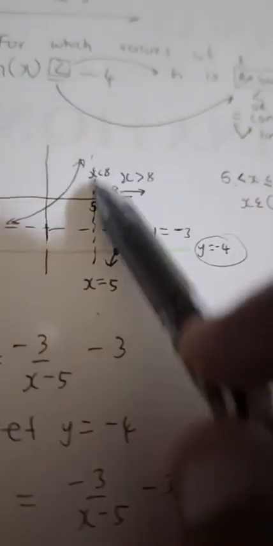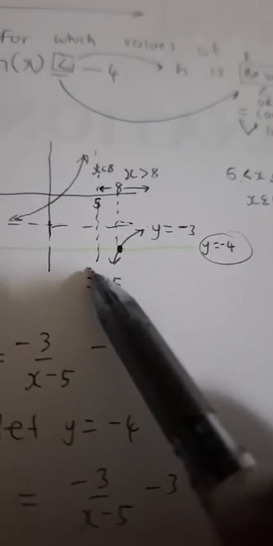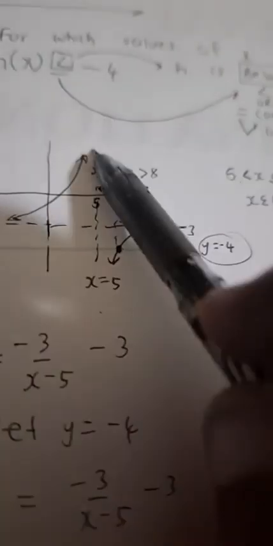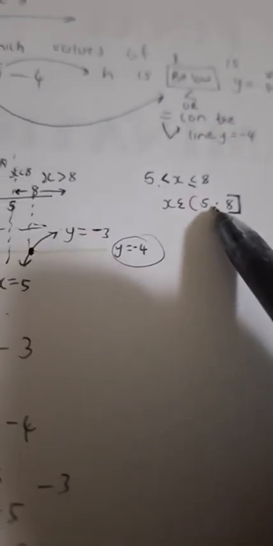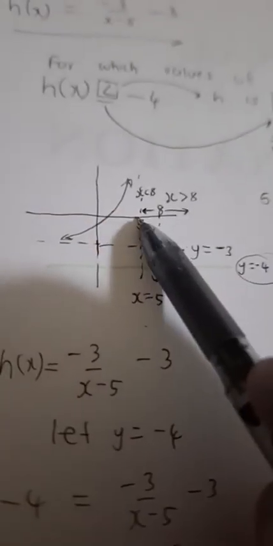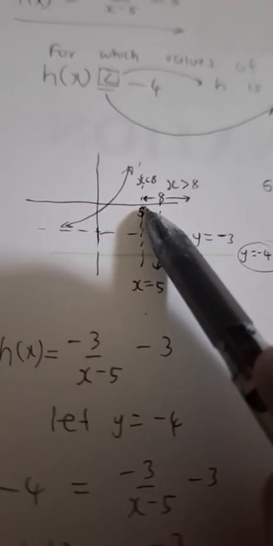So this is our answer. When x is an element of 5 to 8, why aren't we including the 5? Because remember, on the vertical asymptote, the function does not exist. So we can't speak anything about equal to 5. But we can surely say from after 5 to 8. So we don't include the 5, but we include the 8, from 5 to 8.